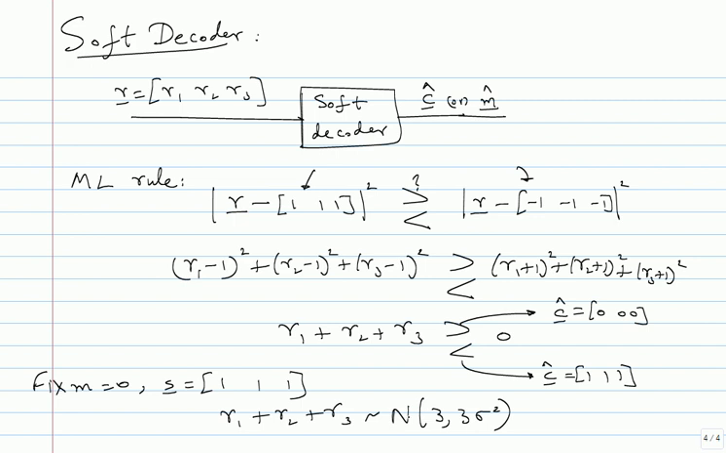So now when will I make an error? If the transmitted symbol was 111, or the bit was 0, I make an error if R1 plus R2 plus R3 is less than 0. Given that R1 plus R2 plus R3 is distributed as normal with mean 3 and variance 3 sigma squared, what's the probability that it is less than 0? Q of 3 by root 3 sigma. That's the probability of error, a very easy computation, which works out to Q of root 3 by sigma.